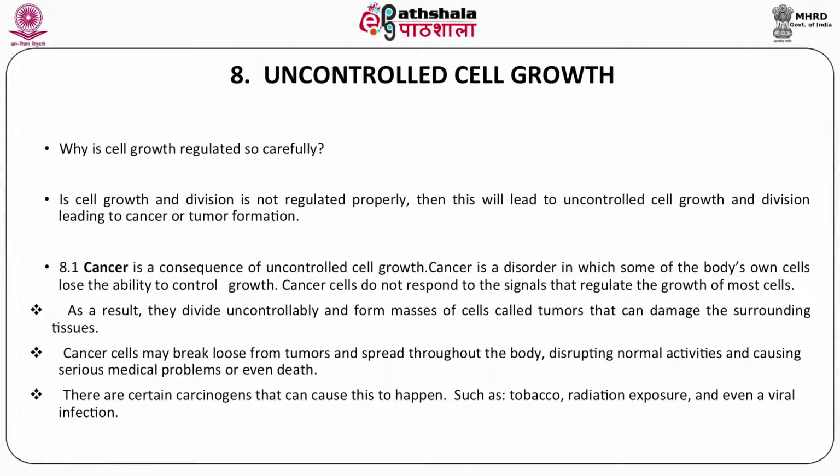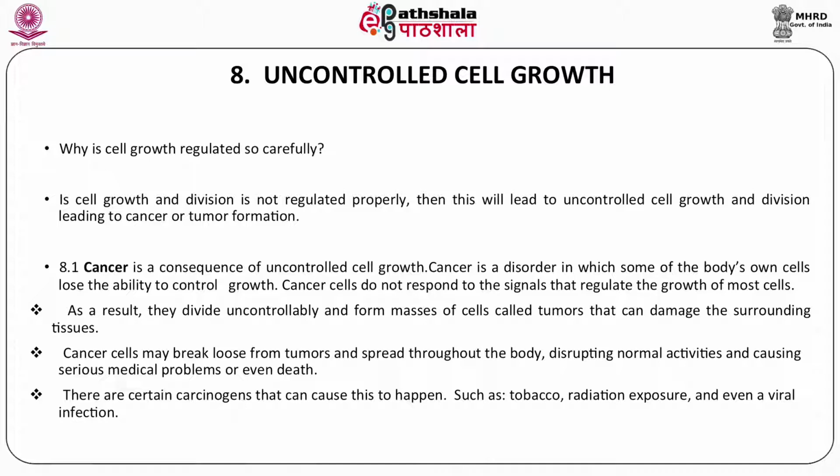Now, what happens if the cell cycle is not regulated, or in a condition of uncontrolled cell growth? Why is cell growth regulated so carefully? If cell growth and division is not regulated properly, then this will lead to uncontrolled cell growth and division, leading to cancer or tumor formation.